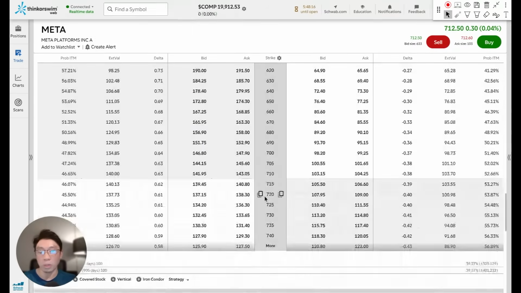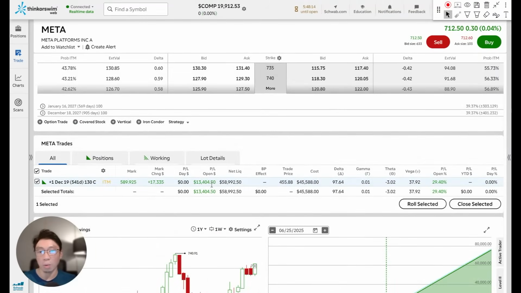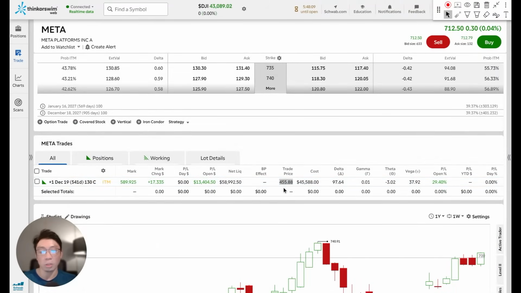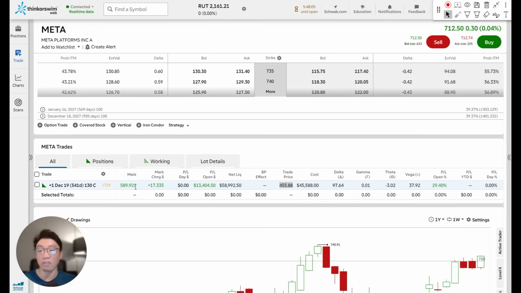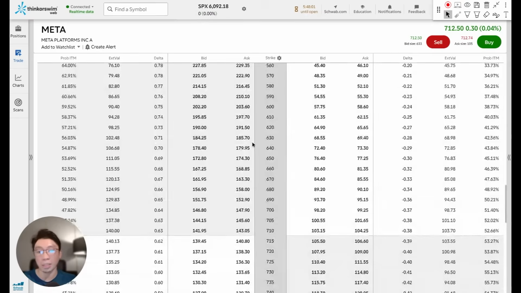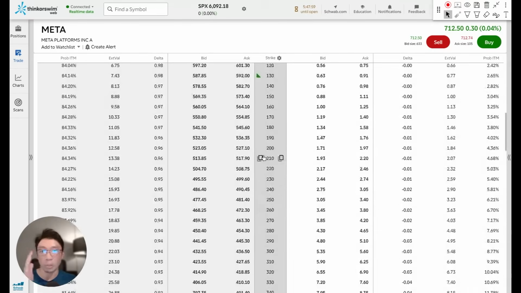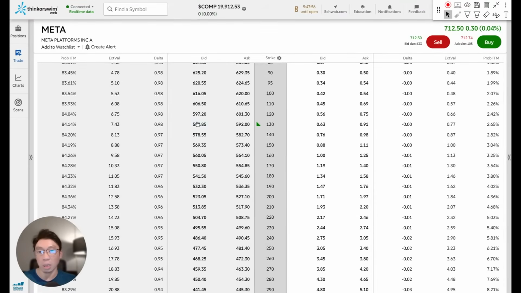So as you can see over here, let's first take a look at what is the cost for putting on this trade in the first place. How much did I pay? So you can see over here, the trade price is 455 and currently it's marking for 589. So if I roll this to the initial delta, which is around 90, I'm going to receive a net credit. So let me just show you exactly this whole rolling down here.